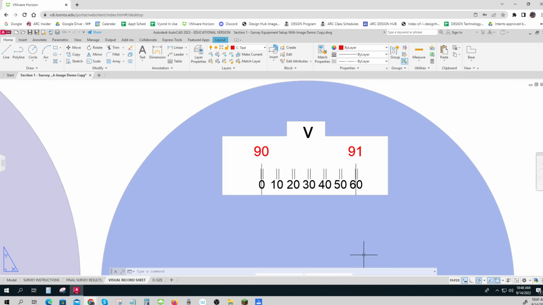And then we know that we're always doing a 90 and a 91 on the vertical. And I did need to mirror this. It was backwards. You could do it the other way too, but you could have put the 90 over on the 0. I don't remember which way it actually is, but just make sure you have the 90 over the 0 and the 91 on the 60. Okay?